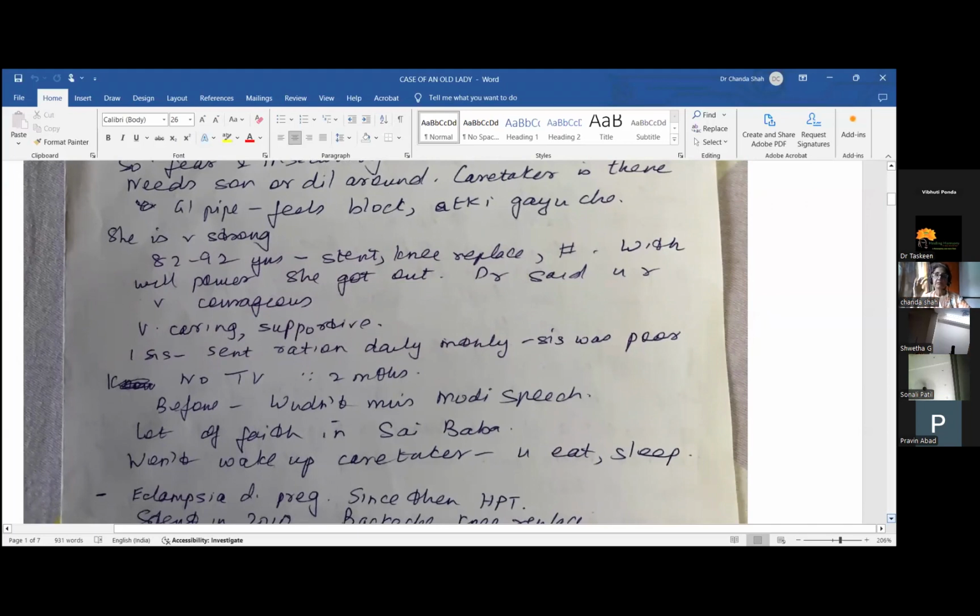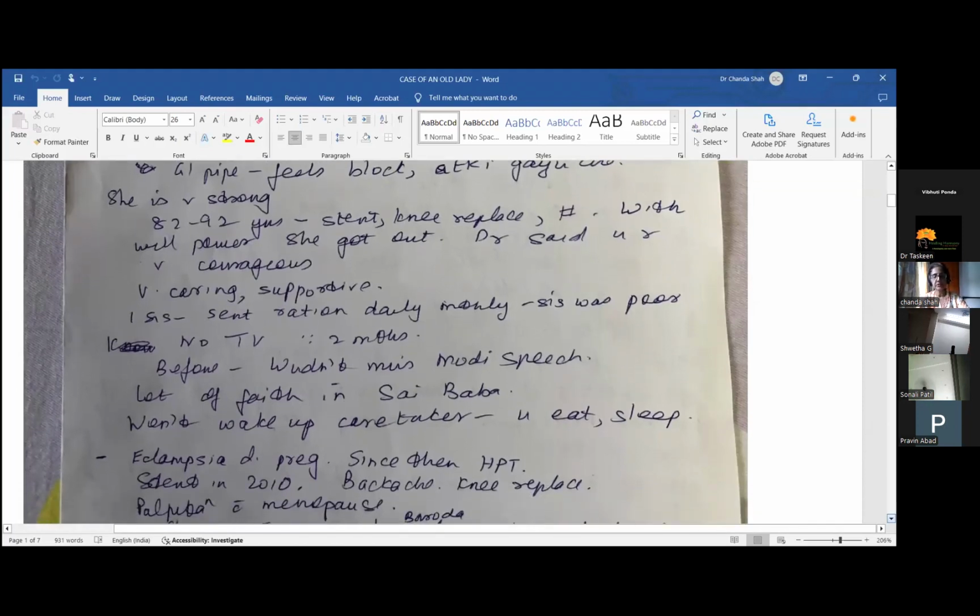But she won't wake up the caretaker. Okay. Like, frequent, she has to go for that frequent hour. She has to go to the loo again, again. But she won't wake her up. On her own, she'll go. No, she'll tell the caretaker, no, no, you sit, you eat, you sleep. Okay. So the daughter is saying, we are paying the caretaker to look after you. We don't want another fracture. Okay. But this lady, she's very caring. She's saying, no, no, poor thing. She must be tired. Let her sleep.